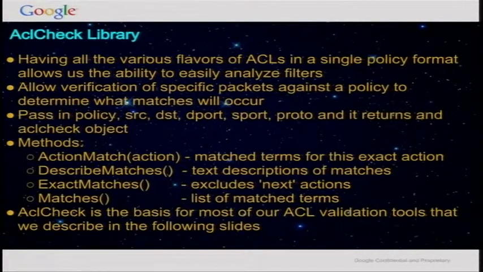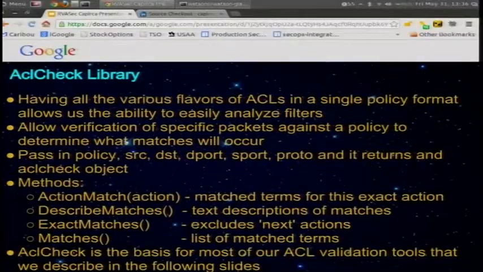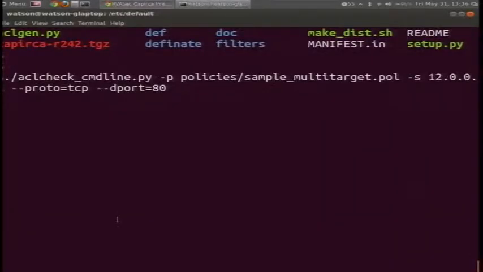So the ACL Check library, which is released, and this is an important one, is very easy to use. You've got an ACL, and you want to say, if I apply this traffic to this filter with this protocol and ports, what happens? So a real simple example, when you download Capirca and install it, one of the policies it comes with is this sample multi-target policy, which compiles for like 5 or 6 different platforms.